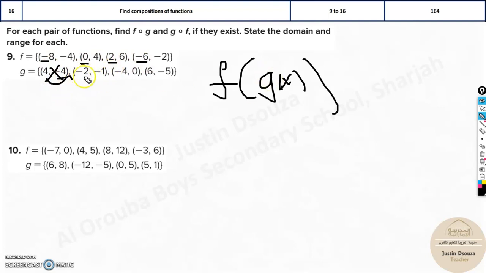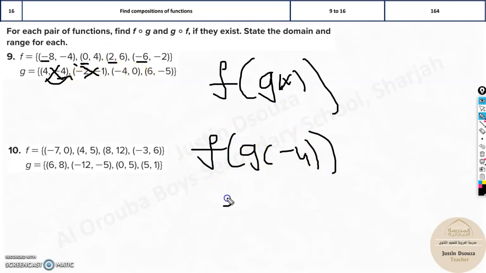Same way, when x is -2, the answer will be -1. Is there a -1 over here? No. When it is -4, what is the answer? When we put -4 here, it will be 0. Now see over here, f of g of -4 means g of -4 is 0. So f of 0. But do we have an f of 0 value? Yes, we have. What is the answer?